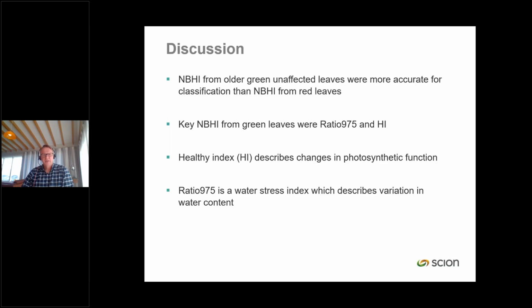The key narrowband hyperspectral indices from the green leaves were ratio 975 and healthy index. Healthy index describes changes in photosynthetic function, and ratio 975 is a water stress index, which describes variation in water content.